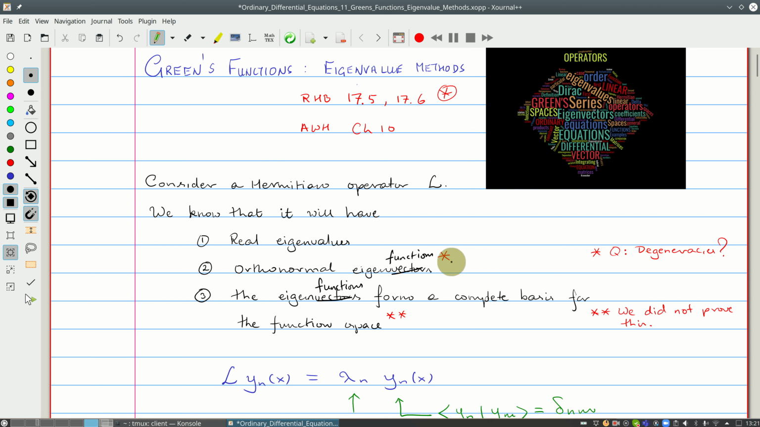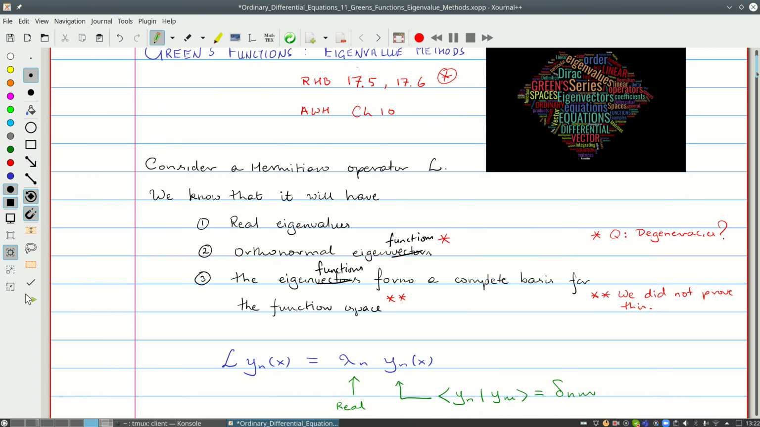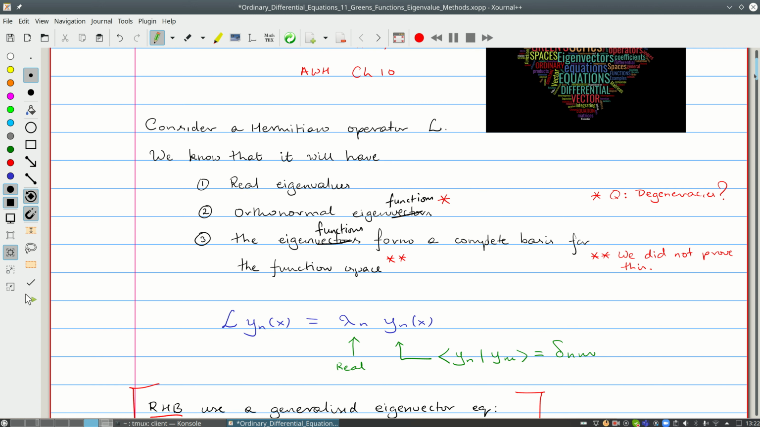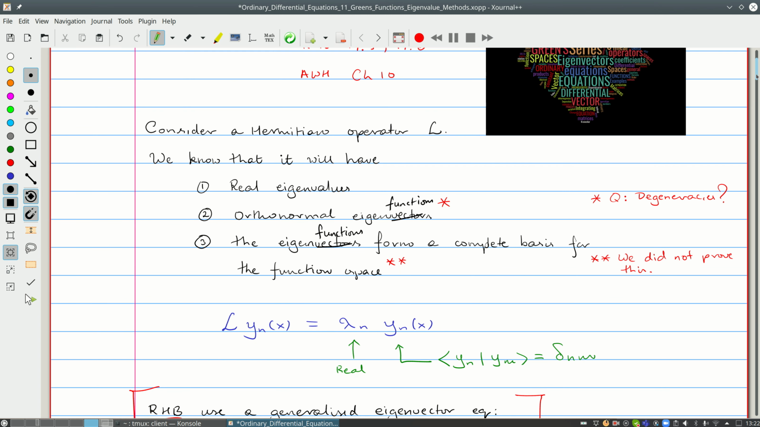Now I put some stars here. What about degeneracies? And there's a double star here to say that we did not prove that the eigenfunctions of a Hermitian operator in the function space form the complete basis, because that proof was quite involved. We just took it as a given, but these two can be proved, and we also talked about degeneracies when we encountered this issue of orthonormality. But I won't say more about that here. You should know by now that all of the eigenfunctions of a Hermitian operator can be made orthonormal.